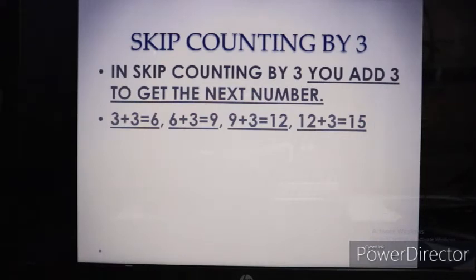Skip counting by 3s. You add 3 to get the next number. Like 3 plus 3 equals 6, 6 plus 3 equals 9, 9 plus 3 equals 12, 12 plus 3 equals 15.